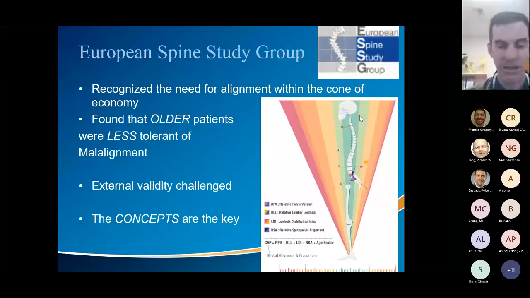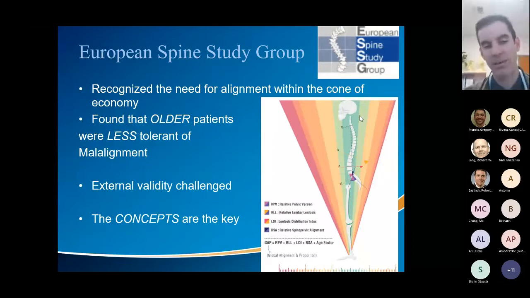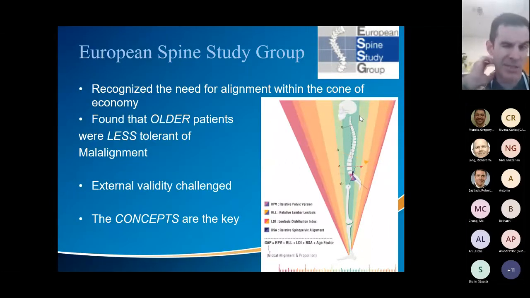It's hard to validate, especially composite outcomes where they didn't use just pseudo and PJK. They used any implant failure. And when you put things like iliac screw failure in the setting of a successful lumbosacral fusion, that changes it, and it's hard to always validate things with composite outcome measures.